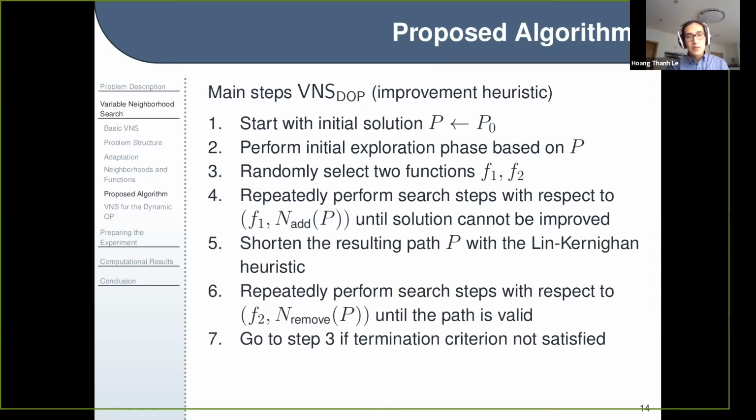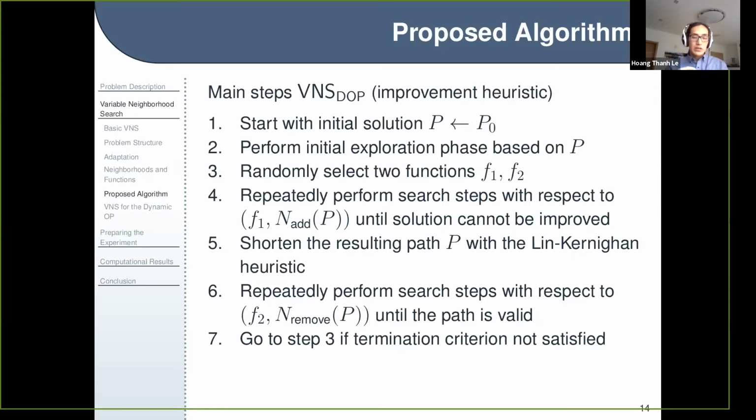So in essence, the algorithm repeats these three steps, 4, 5, and 6. We repeatedly add nodes with respect to f1 until the solution becomes invalid or until no more nodes can be added. Then we shorten the path with the Lin-Kernighan heuristic, and then we remove nodes until the path becomes valid again.